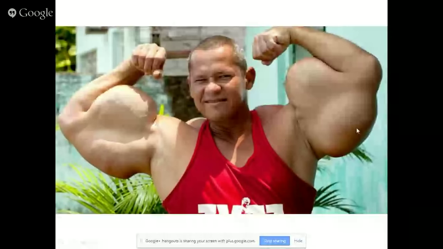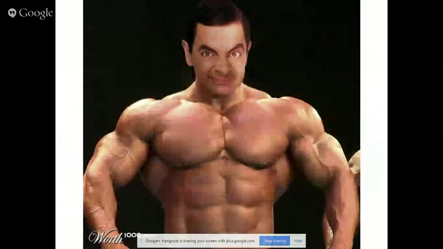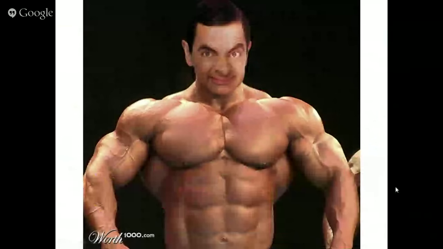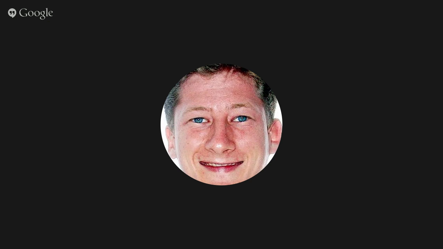All right, who else weightlifts? Mr. Bean is a weightlifter. Well, I don't know if Mr. Bean is a weightlifter. What about our president, Mr. Obama? Looks pretty strong. We can see if he has a six pack here.